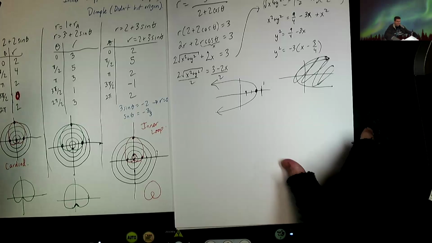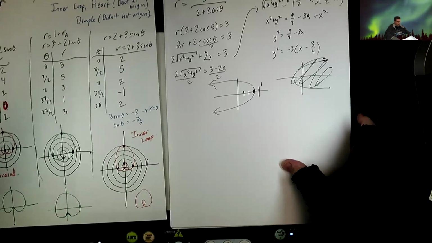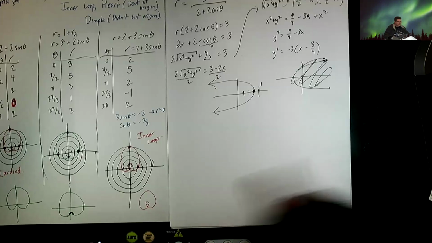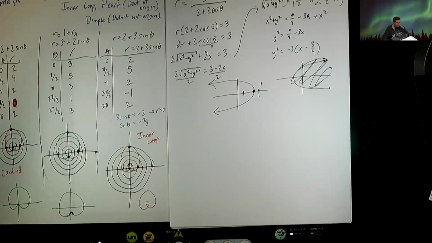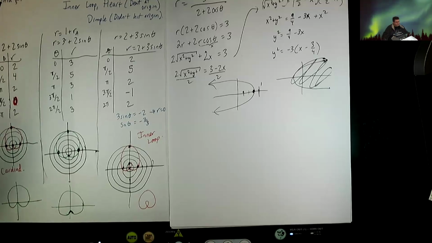And it's on arc lengths and surface areas using polar coordinates. So how do those change when we switch to theta and r?